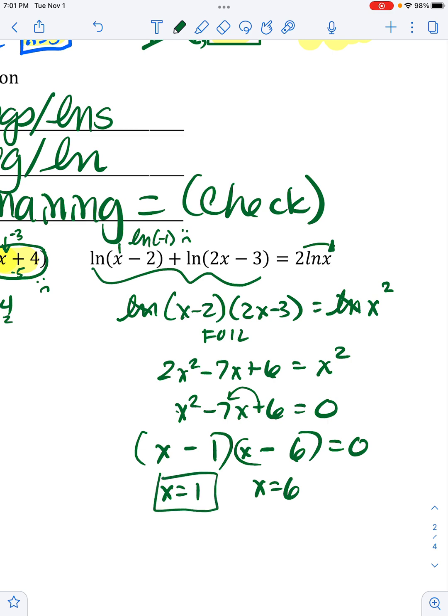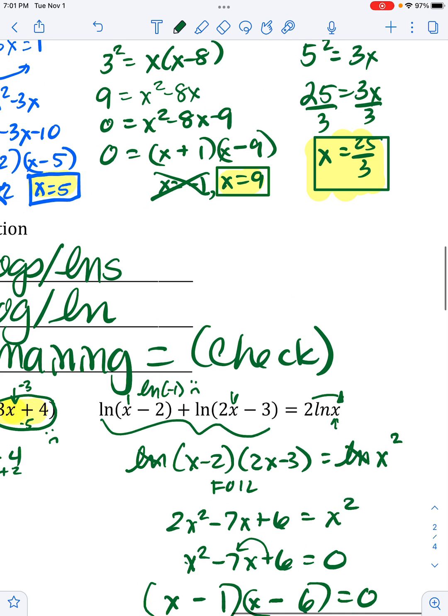So this, even though it's not a negative number, still does not work in the original problem because I end up taking the log of a negative number. If I check my 6, 6 minus 2 is 4, which is positive. Here, if I plug in a 6, I'll have 12 minus 3, which is 9, but positive. And here, if I put in my 6, it's positive. So the only one of those two answers that's viable is going to be that 6.